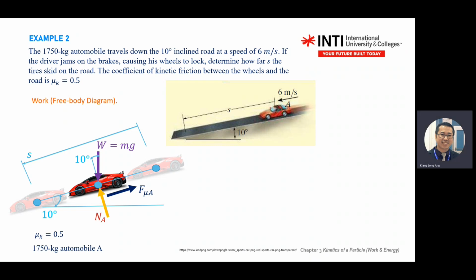So from here, you need to consider the work done. What do I mean by work? Work is a force multiplied by the distance traveled. How many forces do you have in the free body diagram? We have 3, but the normal force does not do any work, because it is always pointing 90 degrees to your distance traveled.